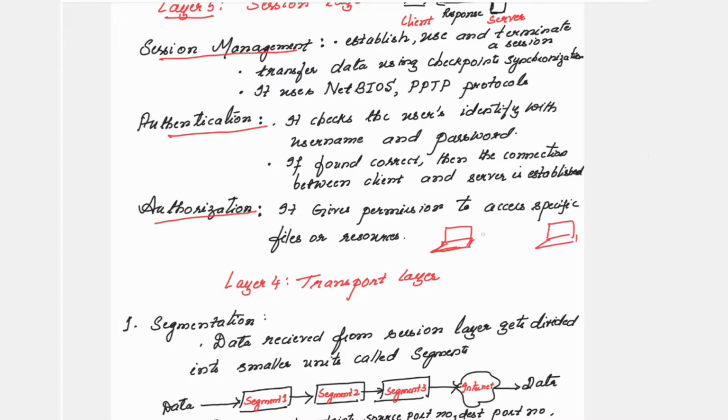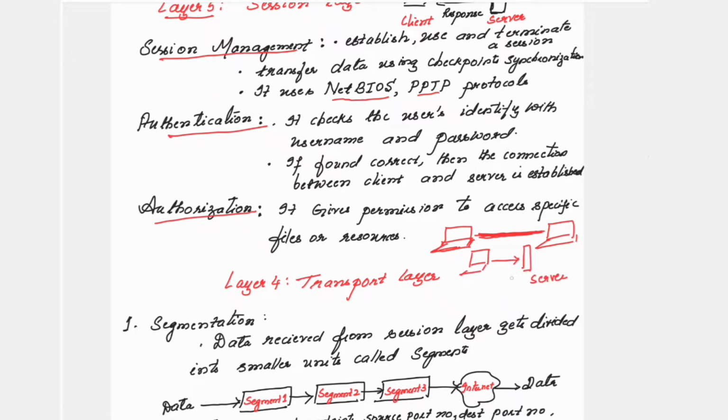Before the data is sent, a session has to get established between the sender and the receiver. So this is the job of the session layer. And not just establishing the session, the session layer will also make use of that session and also terminate the session. These things are carried out by using the NetBIOS and PPTP protocols. These protocols are used here in session management.